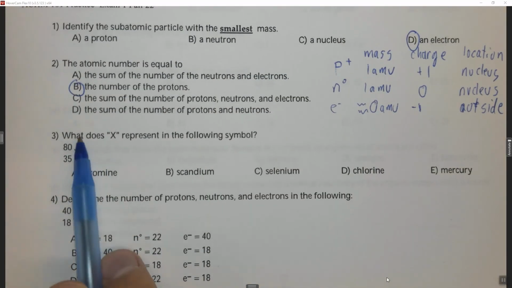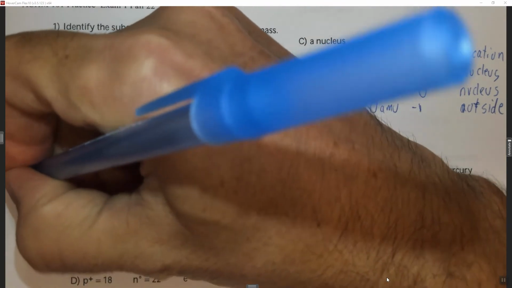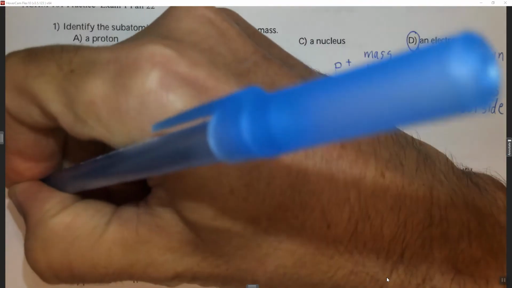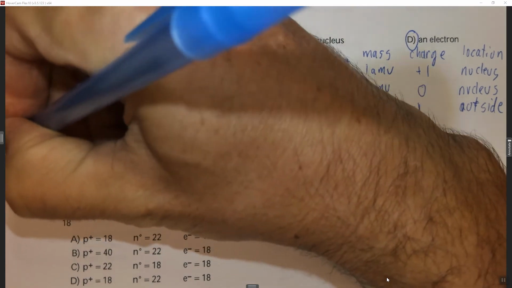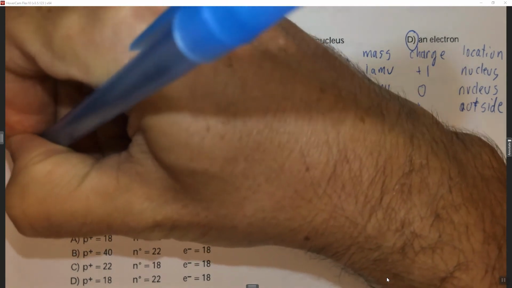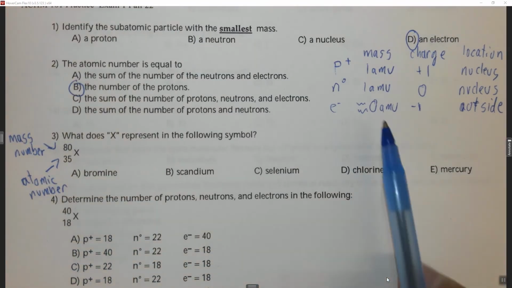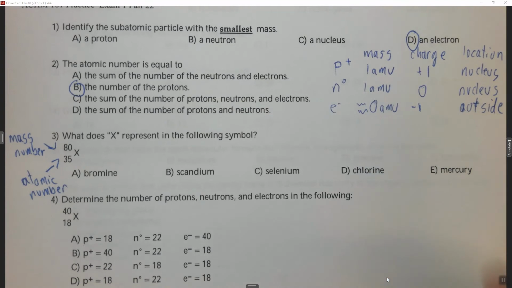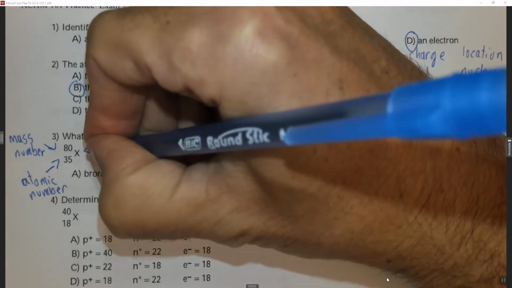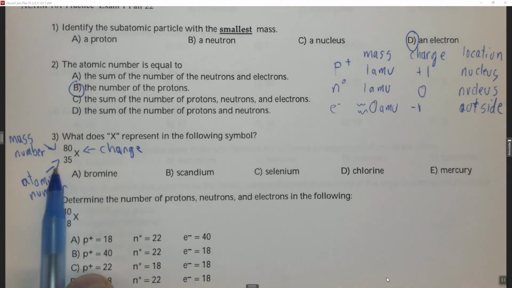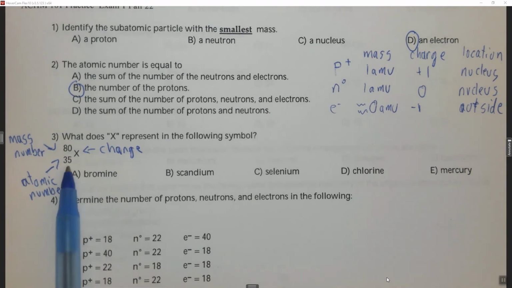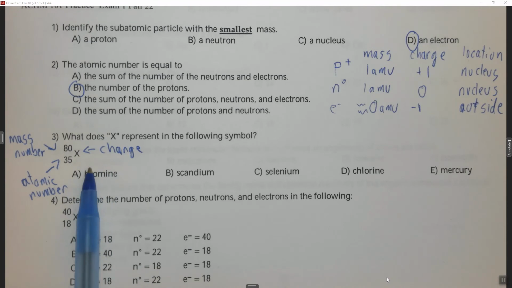Q3 says, what does X represent in the following symbol? This is the atomic number, which as we just discussed is the number of protons in the nucleus. This is the mass number, which is equal to the number of neutrons plus the number of protons because they both have mass. And over here is the charge. So the number of protons is fixed by the atomic number. Once an atom is an atom, it will never change in a chemistry class. The charge is based on the relative number of protons and electrons.